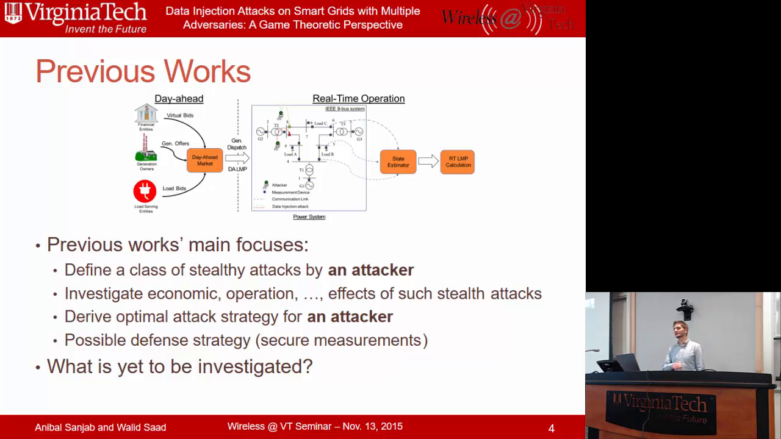And some other researchers started looking at the problem from the other side as well, from the side of the defender. How can we defend the system in an optimal manner to make it less vulnerable to such attacks? So with all that being said, what's yet to be investigated in that field?